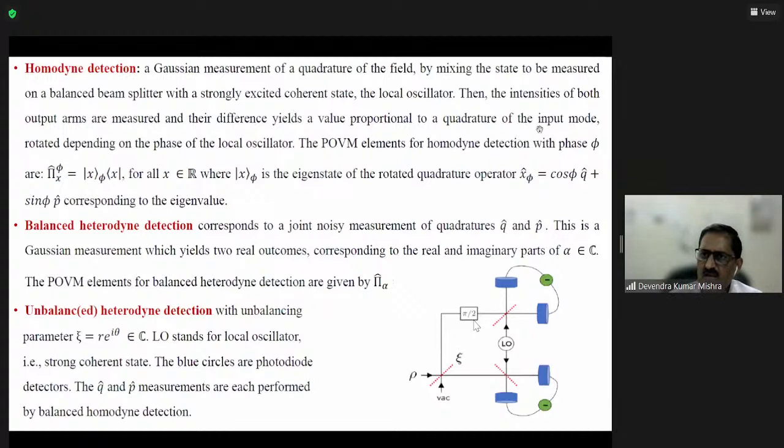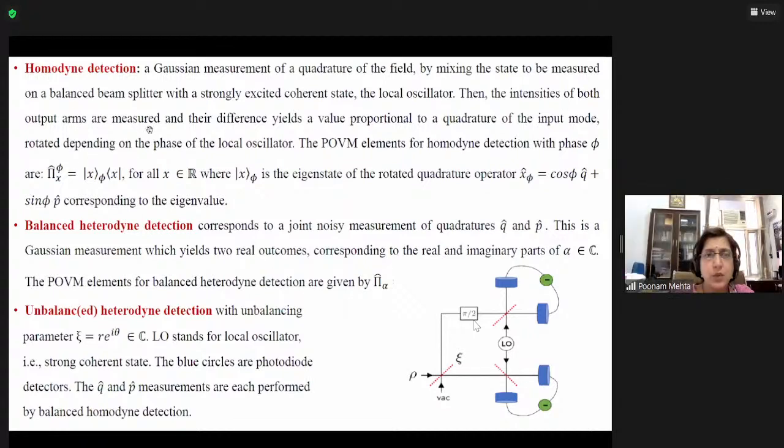The intensities are both. Can I interrupt you? Yes, there is a question in the chat box.